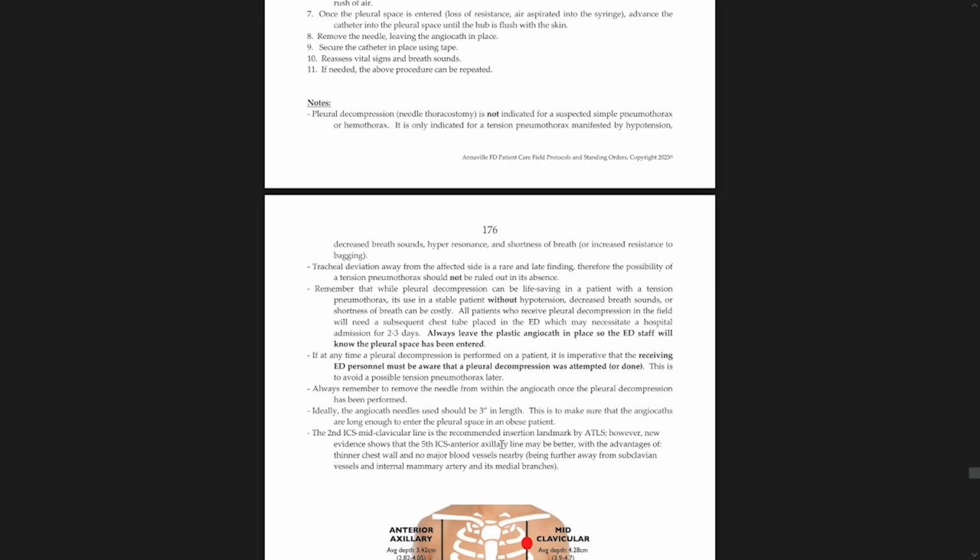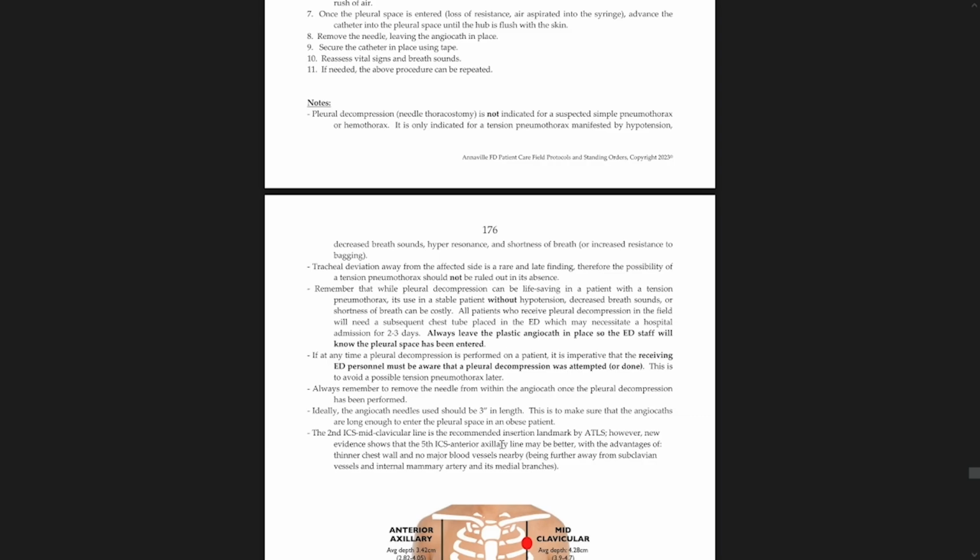Always leave the plastic angiocath in place so the ED staff will know the pleural space has been entered. If at any time a pleural decompression is performed on a patient, it is imperative that the receiving ED personnel be aware that a pleural decompression was attempted or done. This is to avoid a possible tension pneumothorax later. Always remember to remove the needle from within the angiocath once the pleural decompression has been performed.